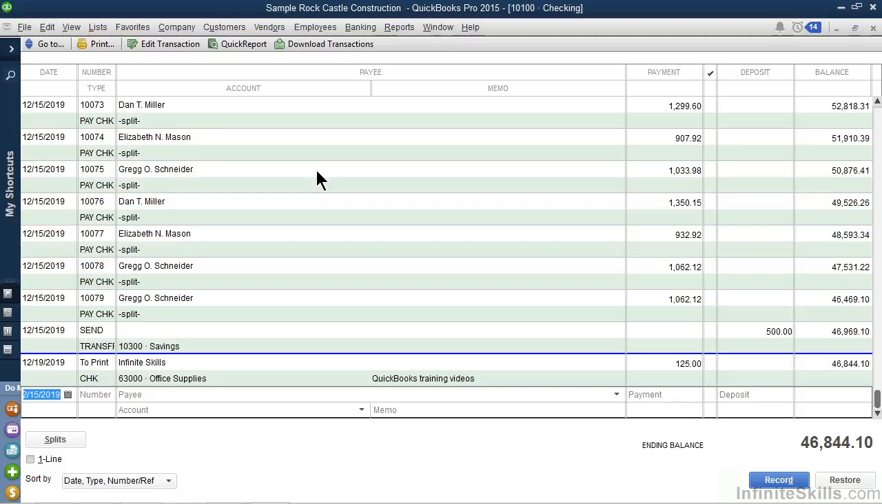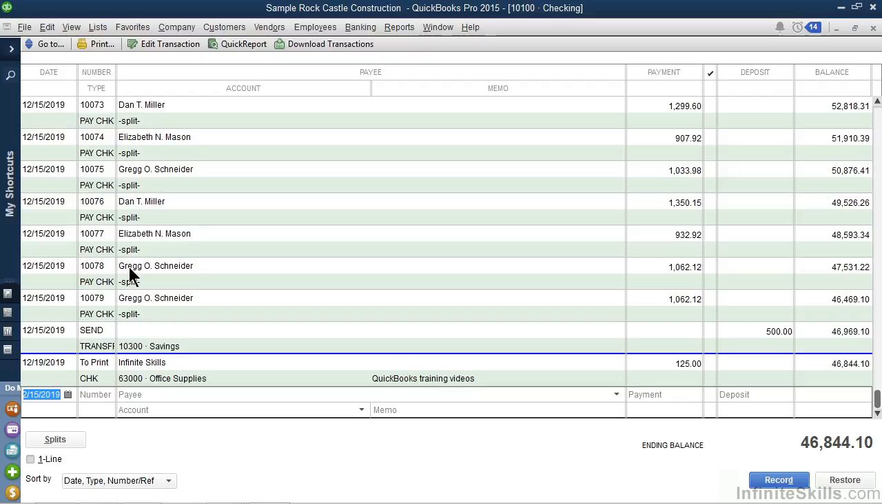The first thing we should probably know is that this is the traditional or the typical way of looking at a register. It's known as a two-line register, where each transaction actually takes up 2 lines, and the shading does help us keep track of what we're looking at.